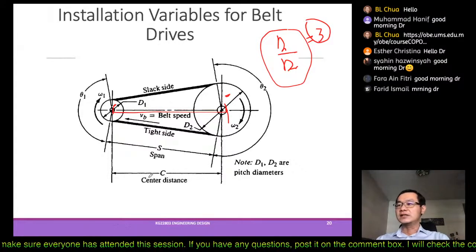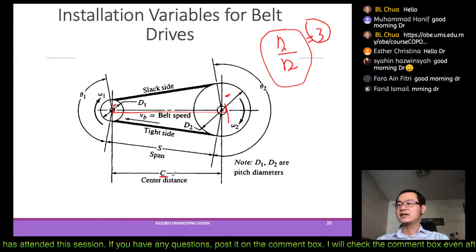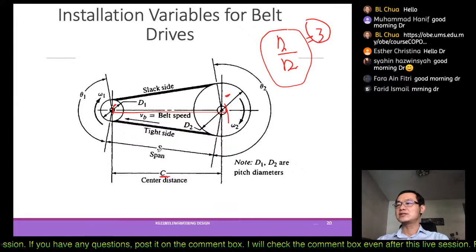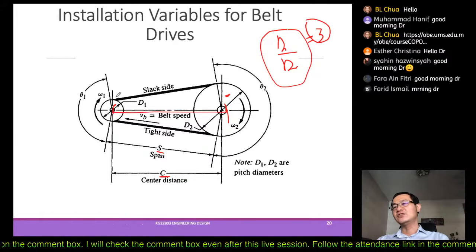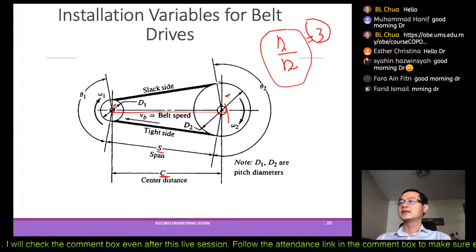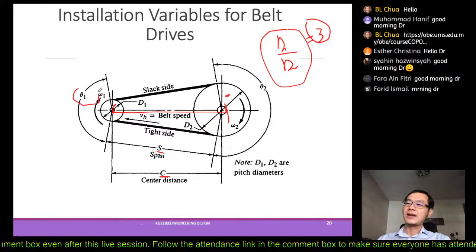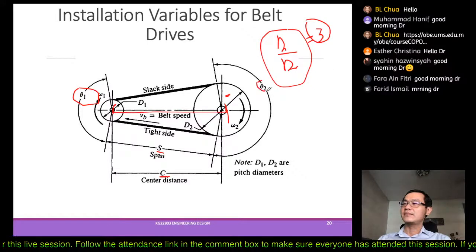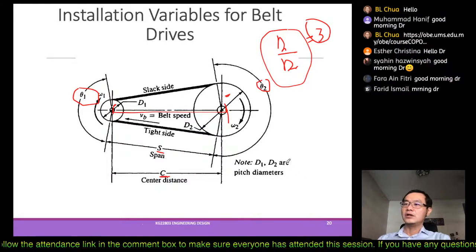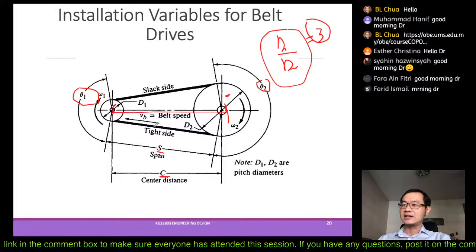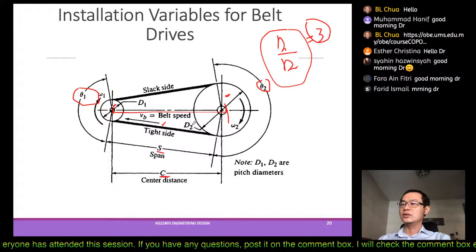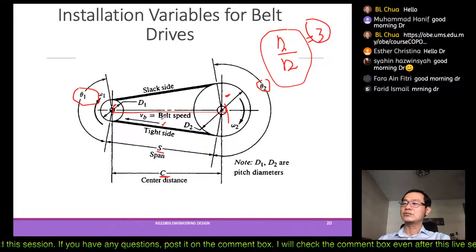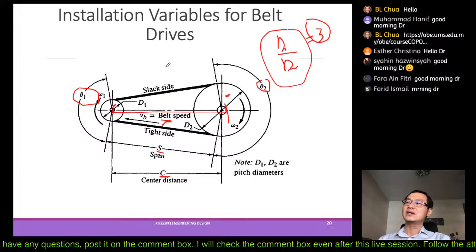So we have the center distance, we have to define this center distance. Then this span is to identify the length of the belt that we need. Then also the wrap angle, the angle of wrap for pulley 1 and pulley 2. So this is the general idea, and from this we can also know the VB, the belt speed you can estimate.